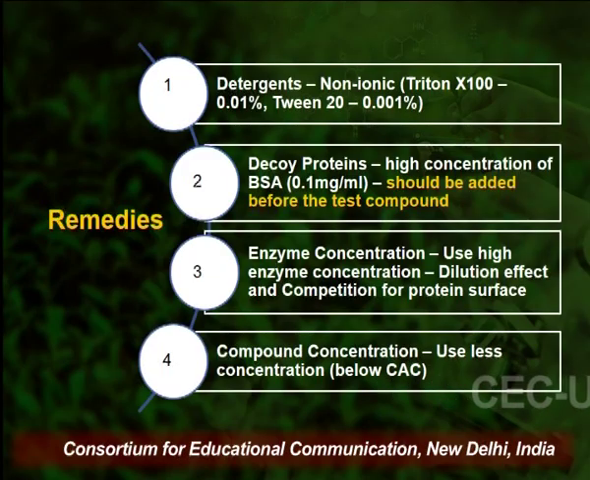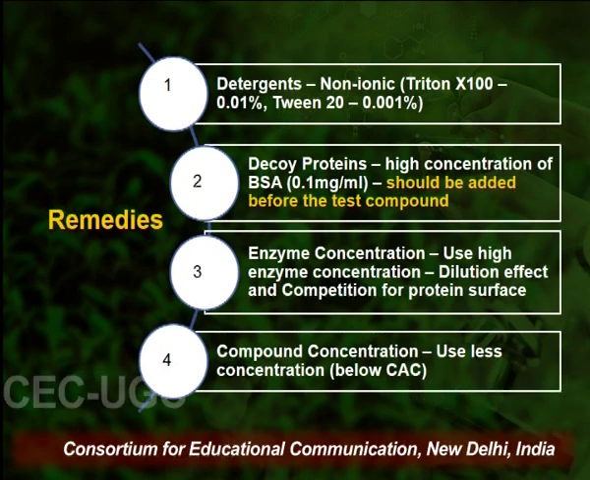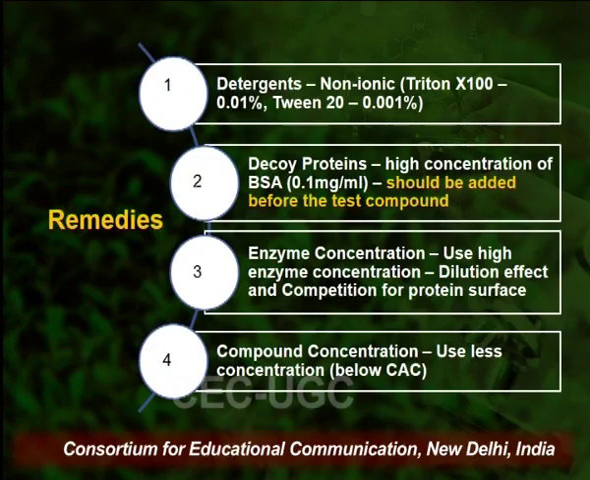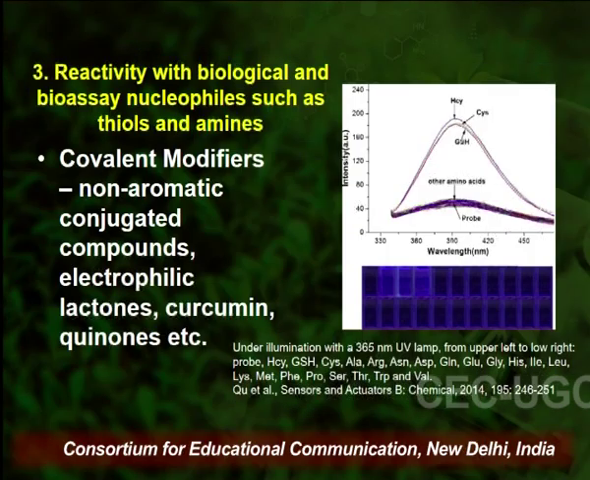Then we can also use a high concentration of enzymes. By using a high concentration of enzyme, we are producing a dilution effect on the test compound. Also, it increases the competition of the test compound for the protein surface, thereby preventing the aggregation or the adsorption of the protein molecules. We can also use less concentrated test compound solutions, and we have to select a concentration which is much below the CAC. Once that concentration is achieved, aggregates will not be formed. So, these were a few remedial steps by which we can overcome aggregation.